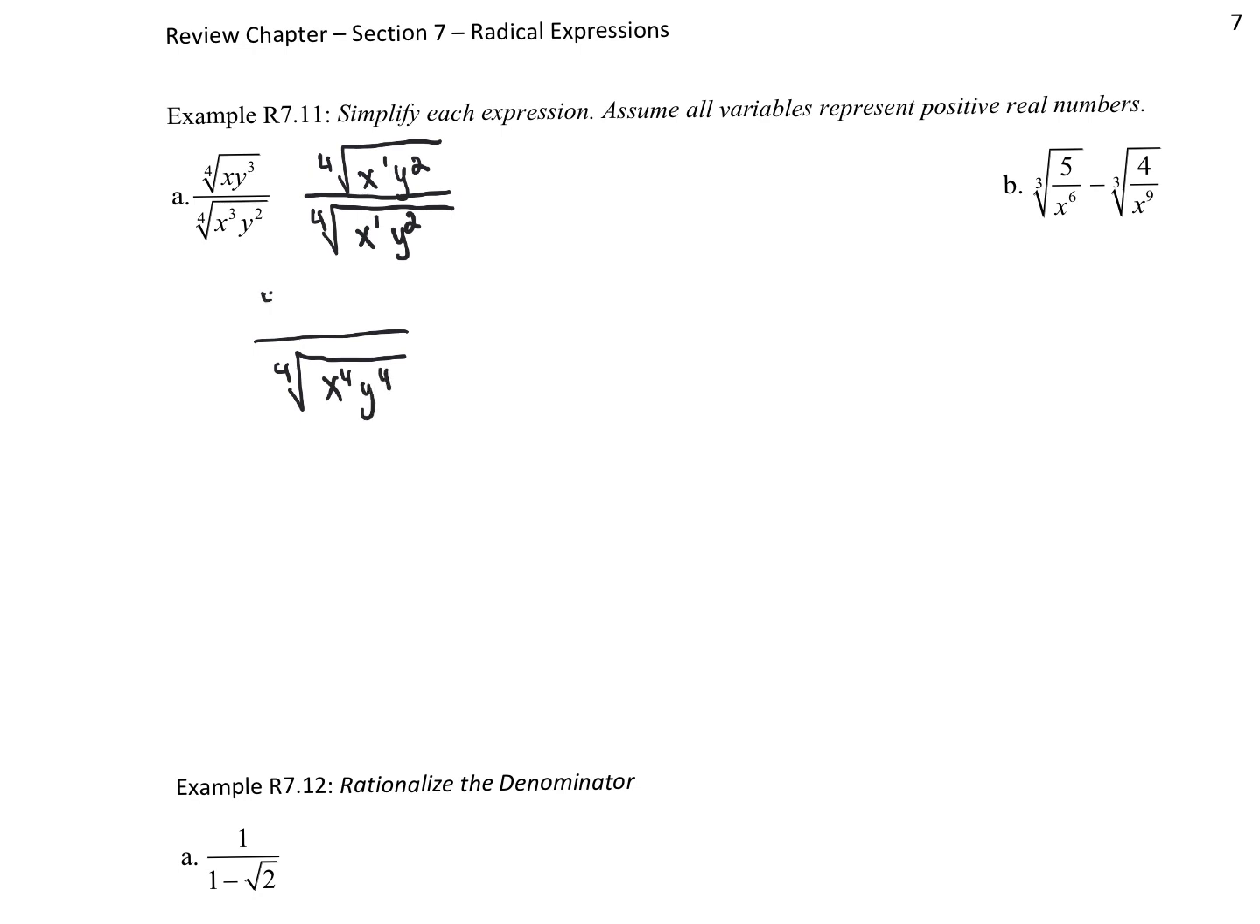But on the top, I get the 4th root of this x times another x makes an x squared. This y cubed times a y squared is a y to the 5th. So this equals the 4th root of x squared y to the 5th, which I'll clean up in a second, but on bottom I get an xy. So I've handled the first problem that there is a radical on the bottom.